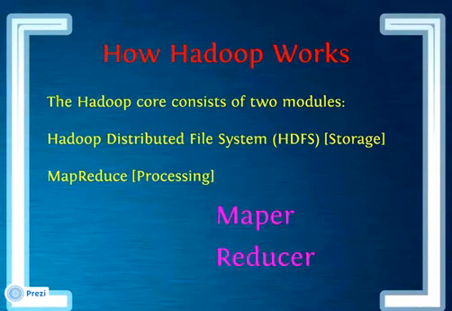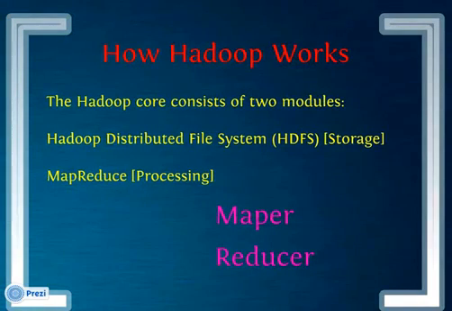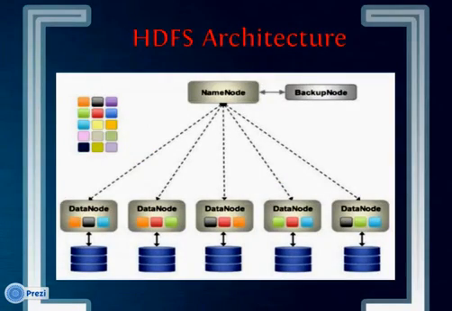And the second part, which deals with the processing of large data, is known as MapReduce. MapReduce again consists of 2 parts, mapper and reducer. What is mapper, what is reducer, and what is HDFS? These things we will be exploring in more detail in the coming slides. So let's start with the first one, that is Hadoop Distributed File System, or you can say HDFS architecture.